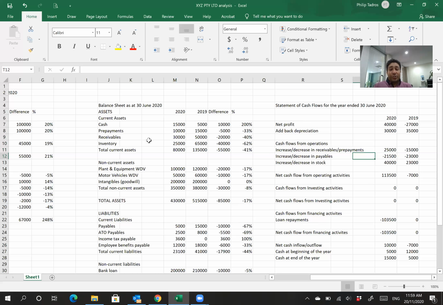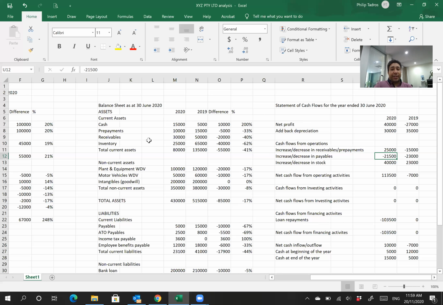So an increase in current assets would have to have a negative amount shown in there, which, when you look at the proper set of statement of cash flows, you'll see these negative amounts in brackets. So that means cash outflows.